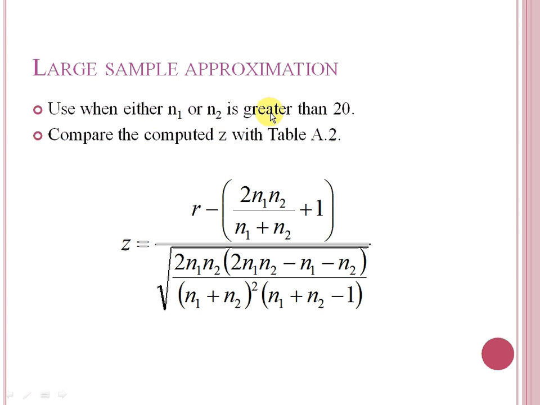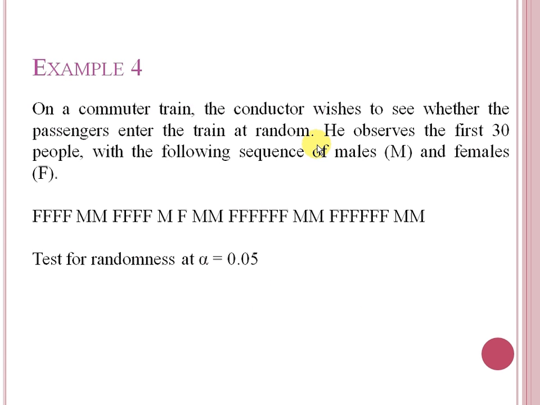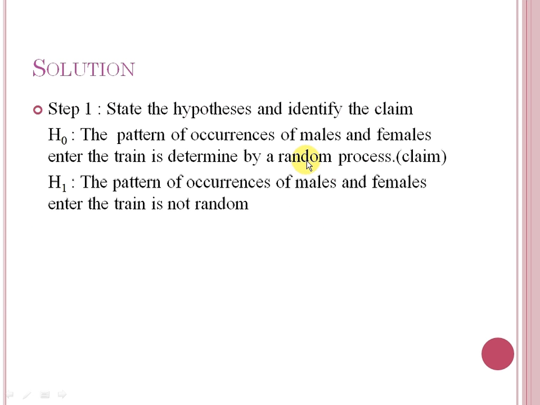We can use the large sample approximation for the runs test when either N1 or N2 is greater than 20. So we can compare the computed Z from this formula with the one in Table A2 in the Daniel textbook. We repeat the first example and extend the number of observations. This is something similar to the first example. So this is the data.